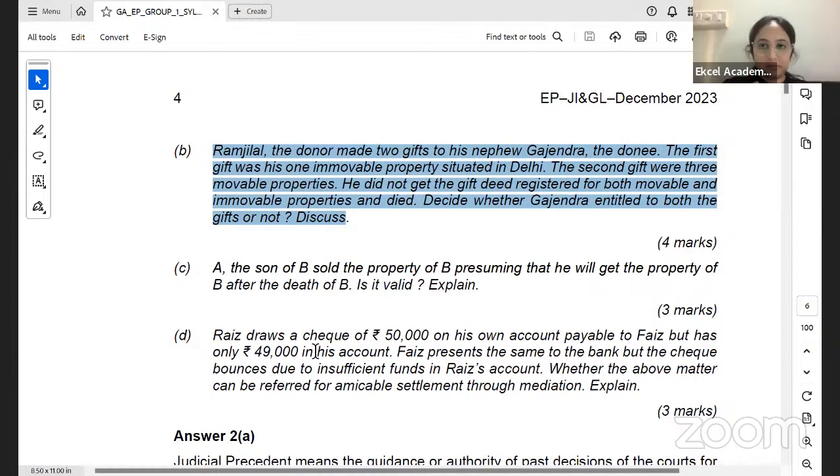So now we have to see the Registration Act, and according to that, we have to explain. This is related to gift. Donor and donee are there. There are two types of gifts: one is immovable and one is movable. Movable, three numbers; one immovable property located at Delhi. This person decided to gift, and he is gifting also. All the other process is complete, but before the registration, he died. So now what happens to the gift? We will see the answer.